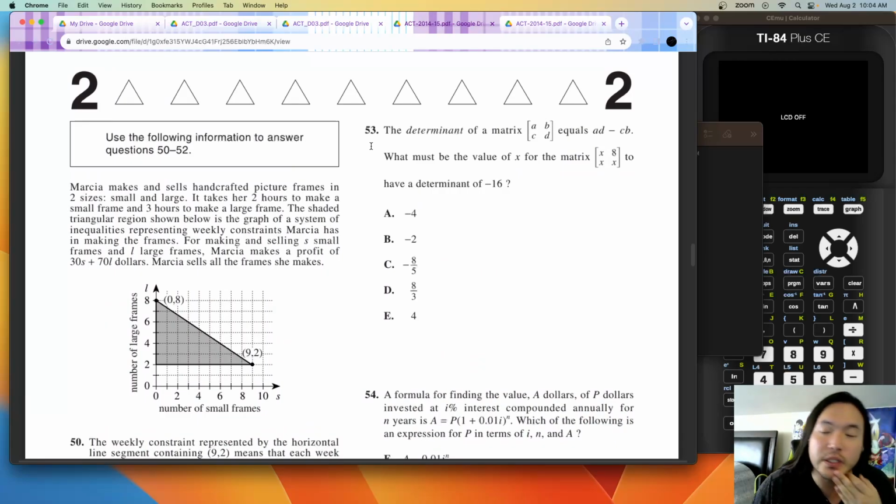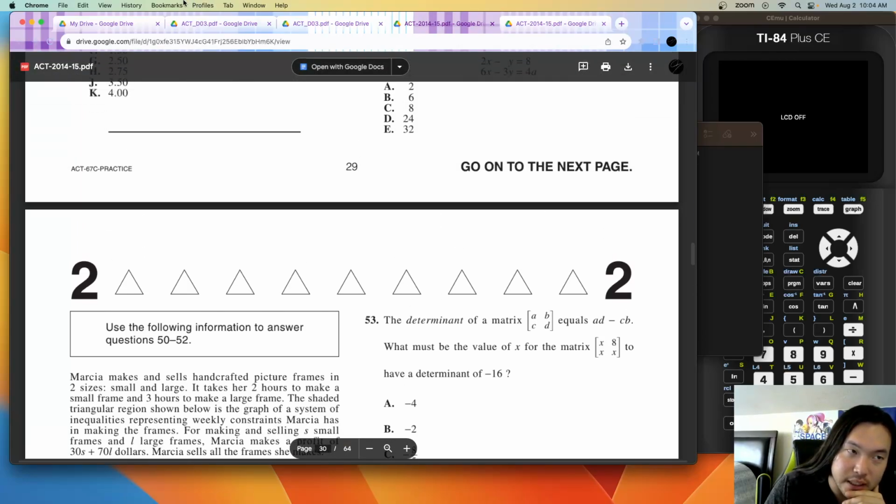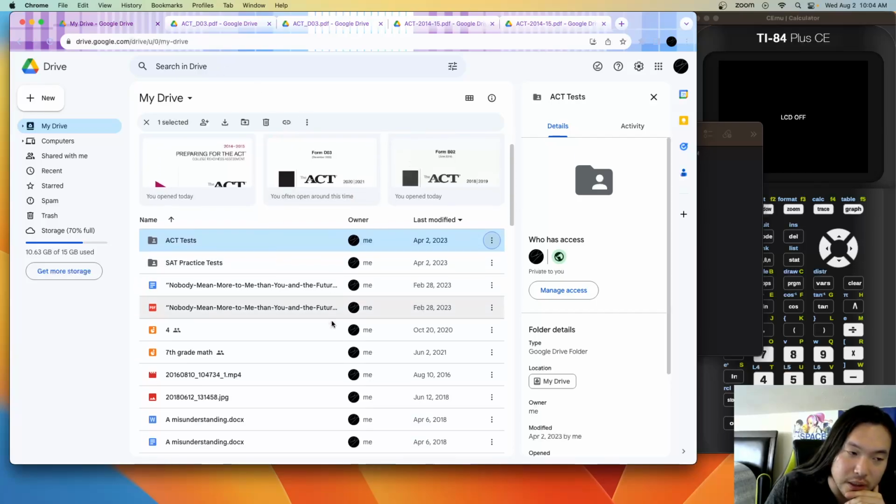Tomorrow we'll take a look at the hardest questions from the science test. We're going to meet two more times. Tomorrow's Thursday, next day's Friday, and then we're done. Hopefully this has been helpful. Keep practicing. Definitely bookmark this page.